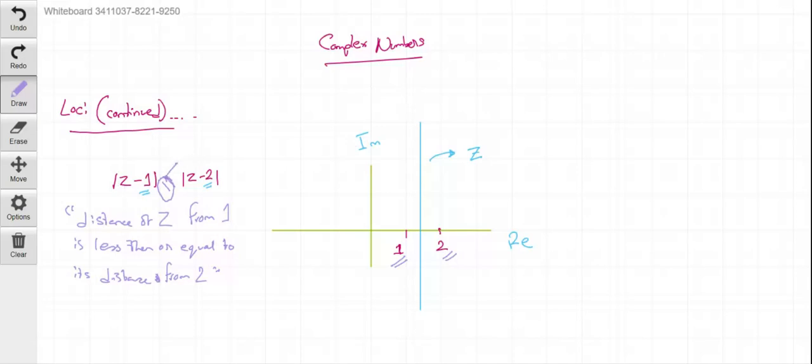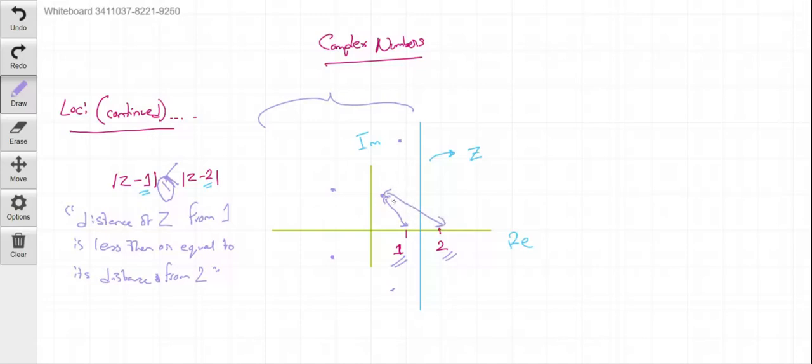But what about the less than sign over here? Well, the less than sign says Z is closer to 1 than it is to 2. If you think about it, it should occur to you that that implies that Z has to be on this side of our vertical line. Z could be somewhere here, here, or here. In any case, as long as Z is somewhere on the left of our vertical line, our perpendicular bisector, Z is automatically closer to 1 than it is to 2.